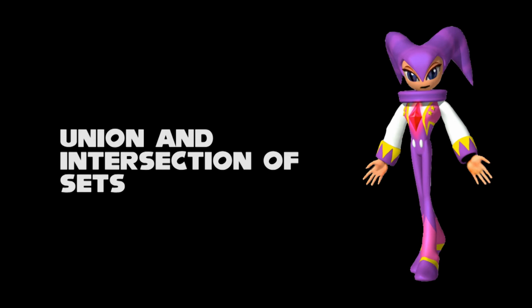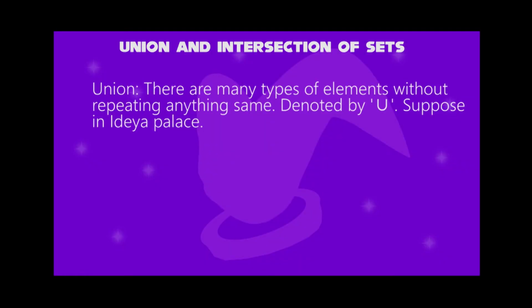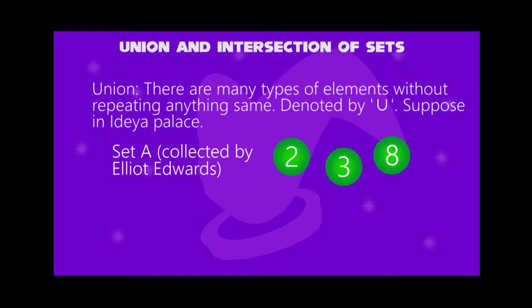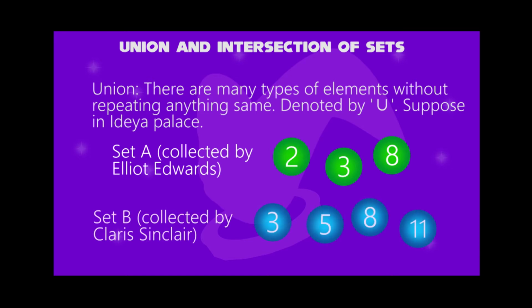We will learn about union and intersection of sets. In the union of sets, there are many types of elements without repeating anything the same. Suppose Elliot Edwards took 3 green luminous colored spheres, marked number 2, 3, and 8 in set A. And Clarice Sinclair took 4 blue luminous colored spheres, marked number 3, 5, 8, and 11 in set B, in the Idea Palace.